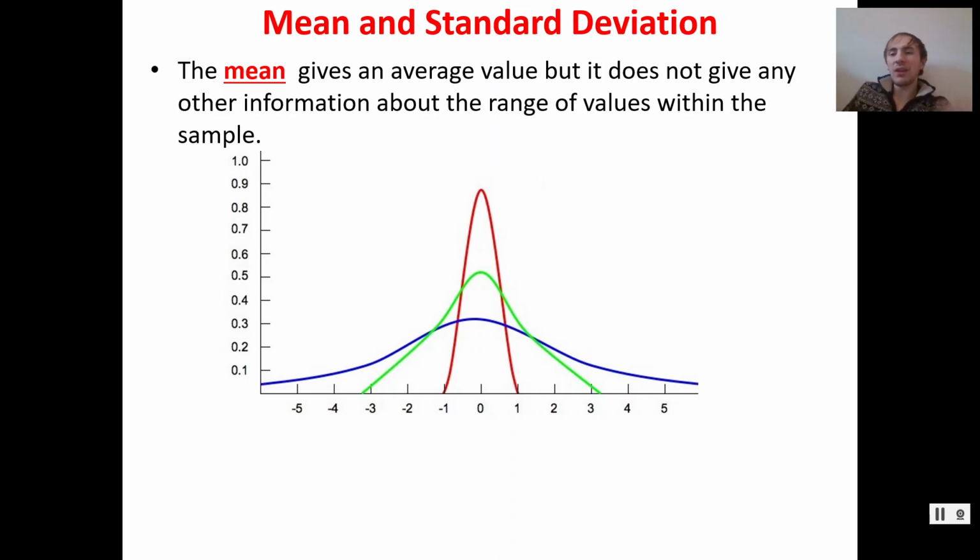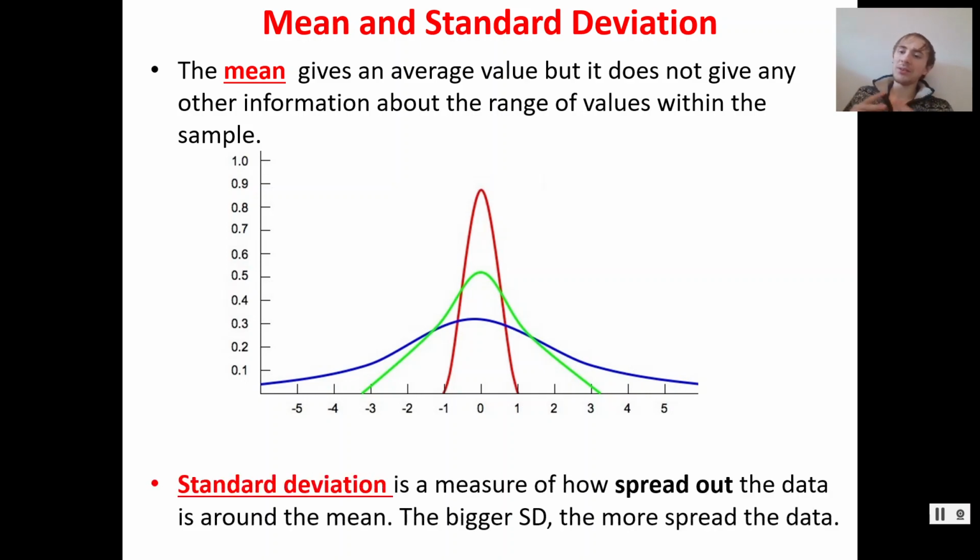Now, standard deviation enables us to tell how much spread there is. So a standard deviation is a measure of how spread out the data is around the mean. And broadly, the bigger the standard deviation, the more spread the data is. So there's a big standard deviation on that blue curve, and there isn't much standard deviation on that red curve. You have to know that, so please pause me and write that down. That's what standard deviation is.